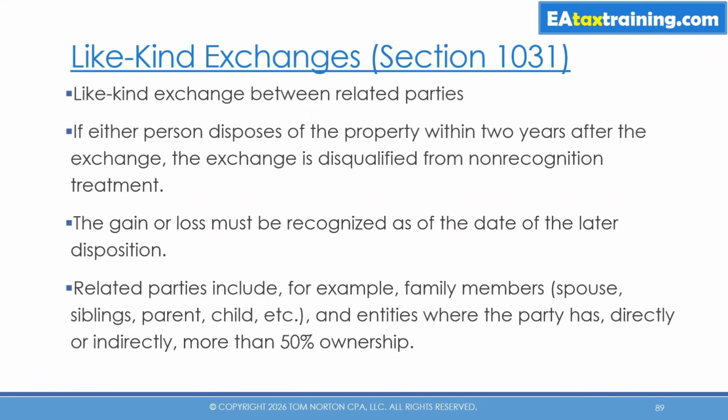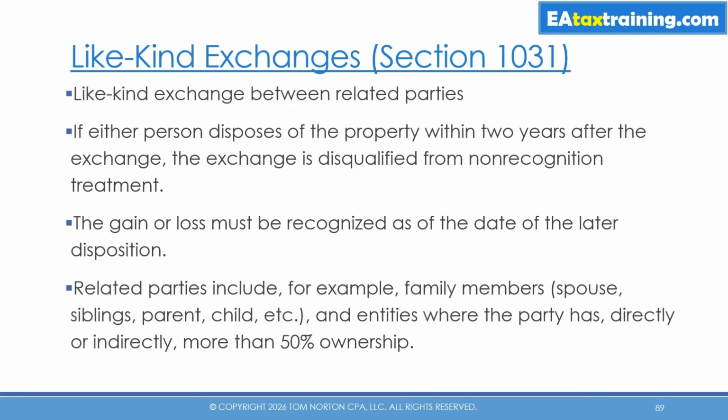Like-kind exchanges between related parties. If you've got related parties, they can do a like-kind exchange. That is allowed. However, if either one of them disposes of the property that was the subject of the Section 1031 exchange within 2 years, then that exchange is disqualified from non-recognition treatment. So you could have to go back and amend a tax return if either party sells their property within 2 years. This is if, again, they are related parties. If they're not related parties, this doesn't matter.